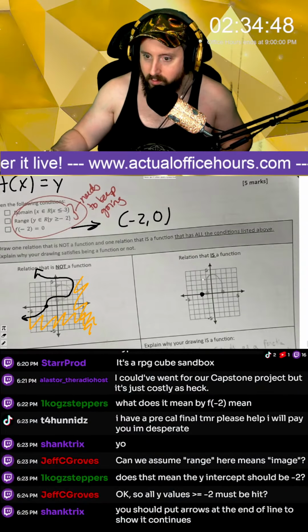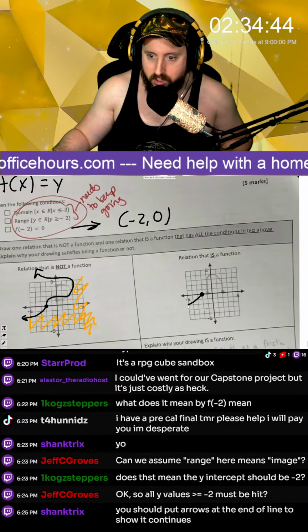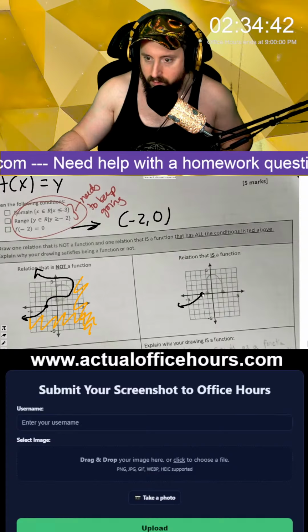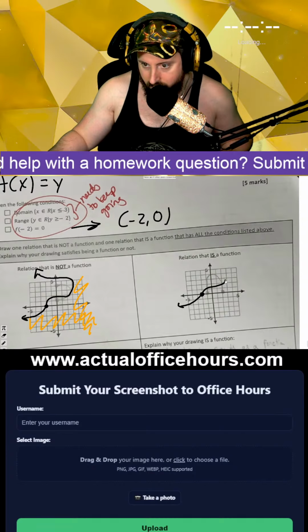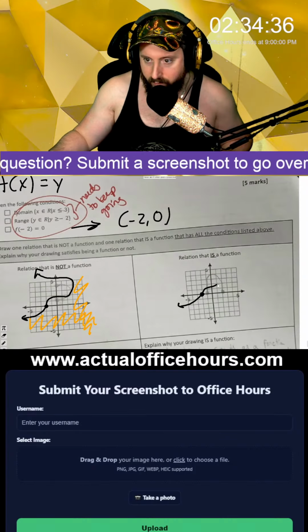Those are arrows. And then this one, if you wanted to show it was a function, it's pretty easy. Just have it do this. Just have it keep going up. Don't have it double back on itself, basically.